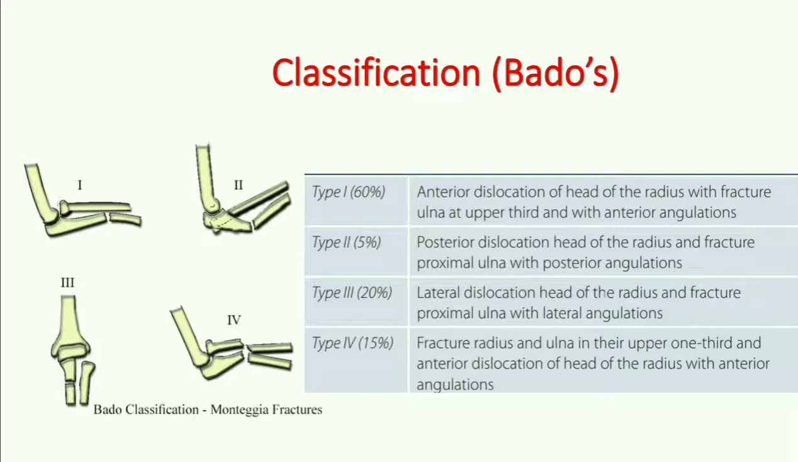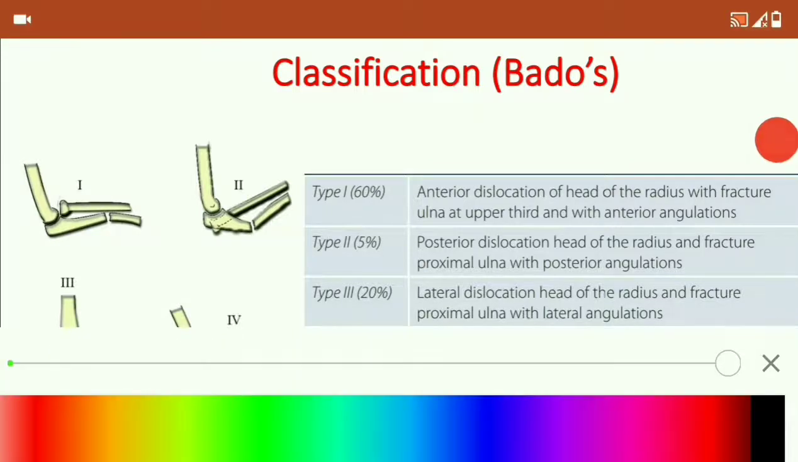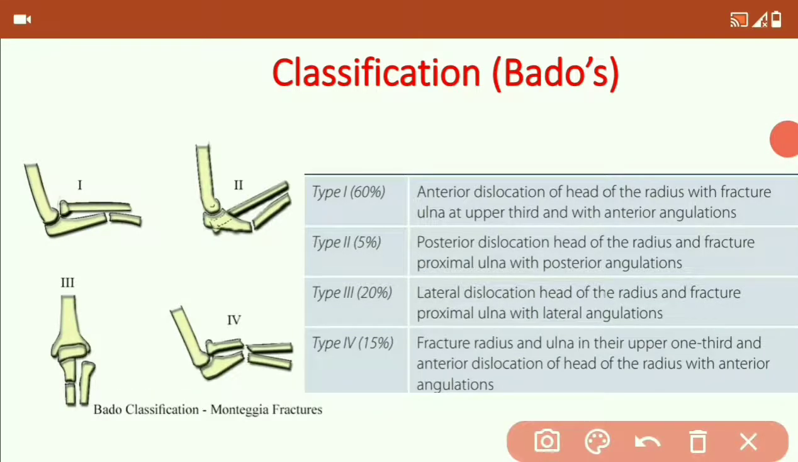Now, Bado's classification of Monteggia fracture. There are 4 types of the Bado's classification: type 1, type 2, type 3, type 4. In the type 1, there is anterior dislocation of the head of the radius with anterior angulation of the ulnar fracture. It is the commonest type of classification.